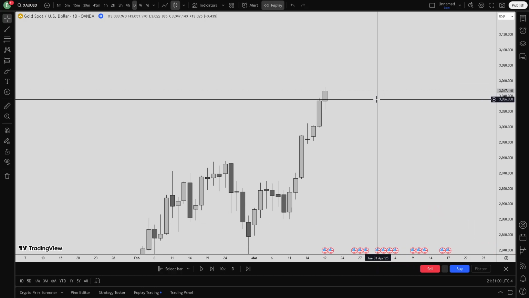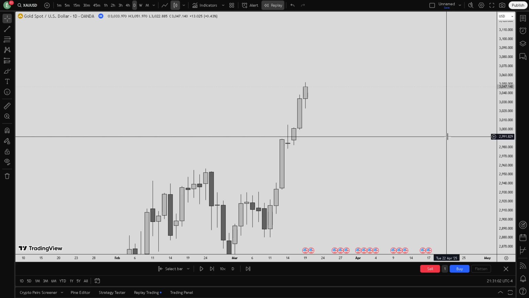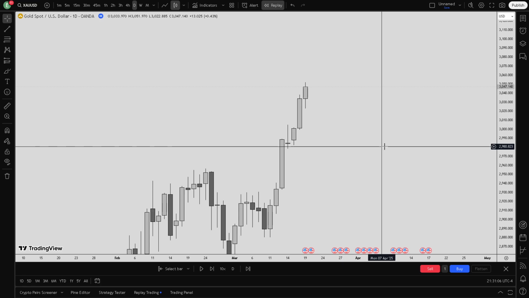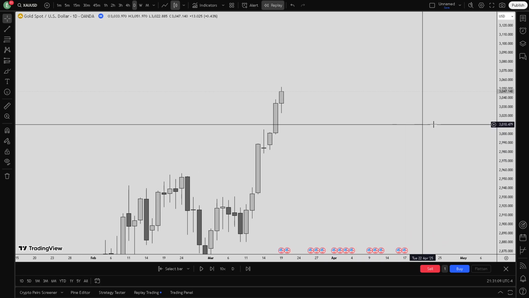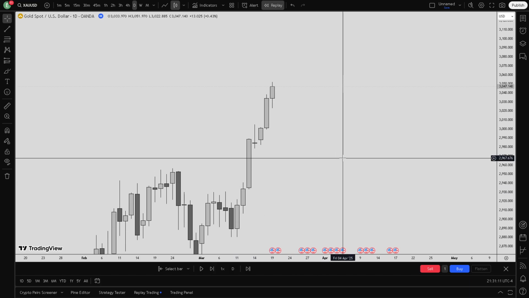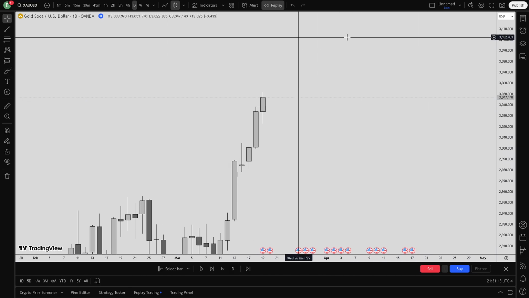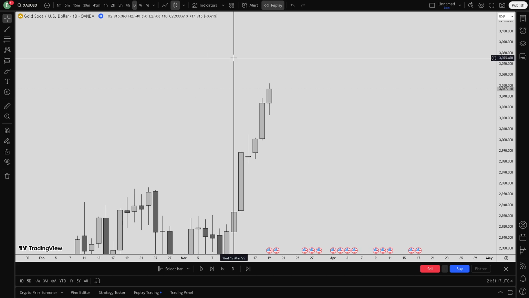Hello guys, so today we are going to talk about CRT strategy, how to use it, how to take entry, and how to make some money off of it. Okay, so first of all, personally, I am using it on the daily and the 4 hour time frame only because you got higher confirmation and higher bias, let's say.